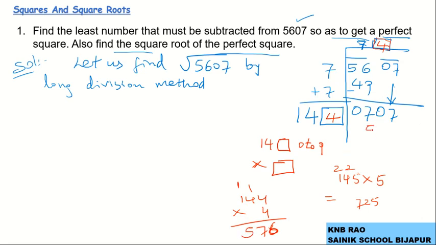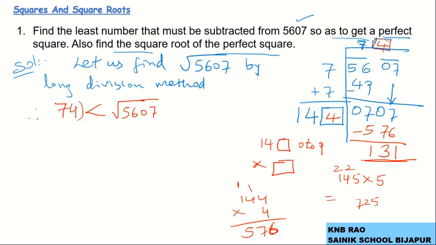So 576 is to be subtracted from 707, which gives 131. So what we can say, therefore, the square root of 5607 is more than the square of 74, which we got here. Understood? So how much more is it? This much more it is.